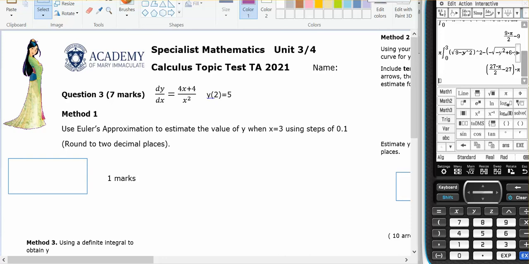This is for Year 12 Specialists. Question number 3 looks at 3 methods that come up with the value of y without actually solving the differential equation, coming up with the expression for y.